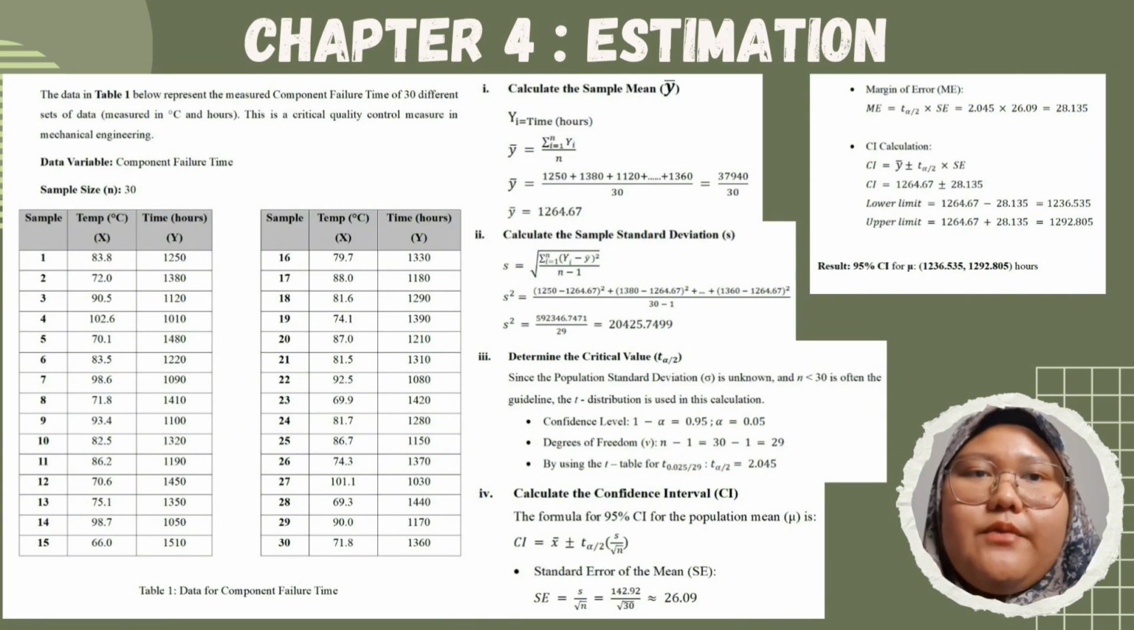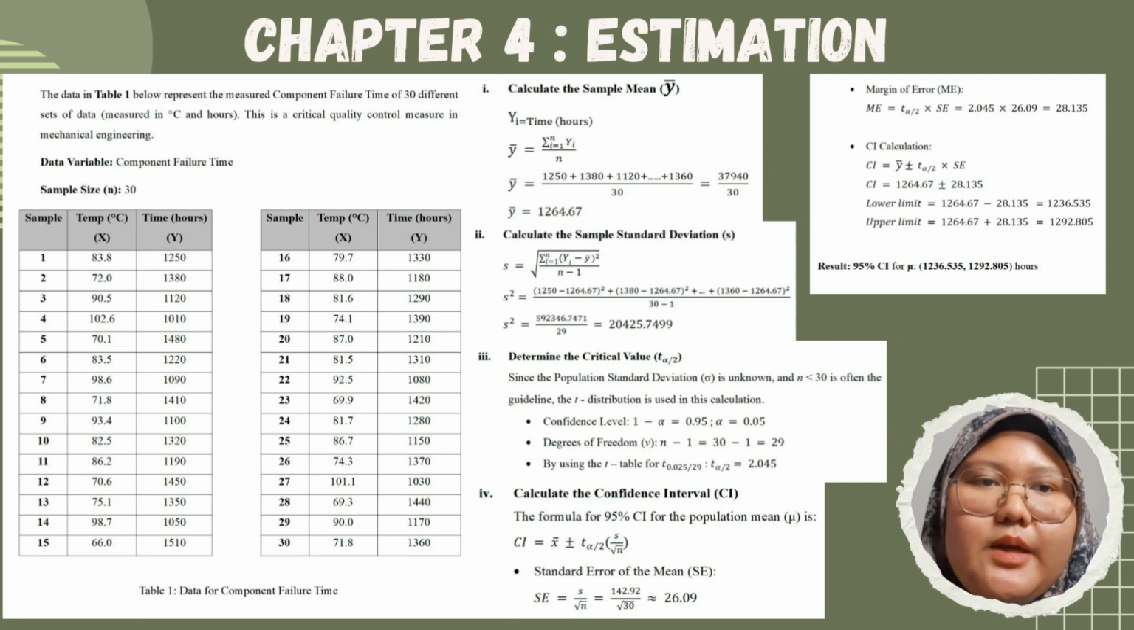Last but not least is the confidence interval calculation. Now let's put it all together. First, we find the standard error by dividing our standard deviation by the square root of n. That gives us 26.09. Next, we calculate the margin of error. We multiply our critical value, 2.045, by our standard error, 26.09, to get 28.135 hours. Finally, we create the interval by adding and subtracting that margin from our mean.